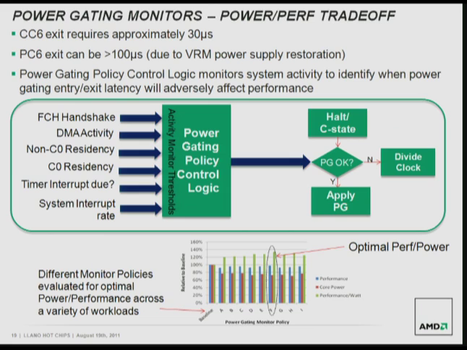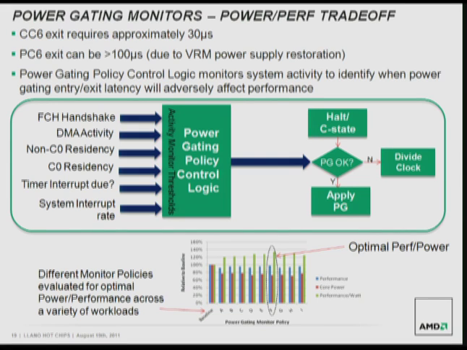So the power gating monitors, as I said, the C6 exits: 30 microseconds or 100 microseconds. We can lose power and we can lose performance if we end up diving into C6 too frequently. So what we do is monitor things like: does the southbridge, the Fusion Controller Hub, actually want us to go into C6 at the moment, or does it have reasons to prevent us from doing that? Is there any DMA activity in flight?